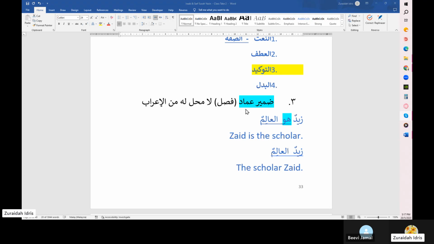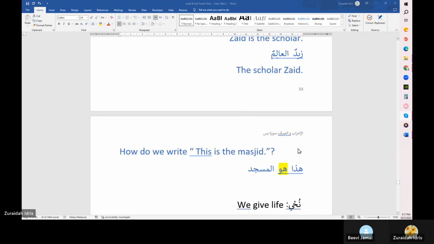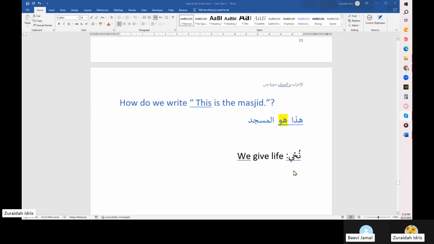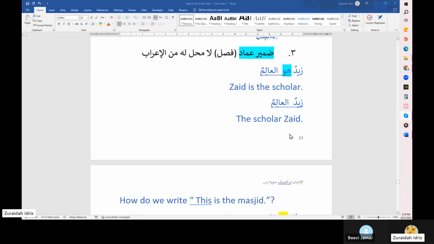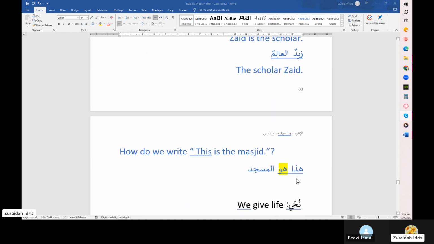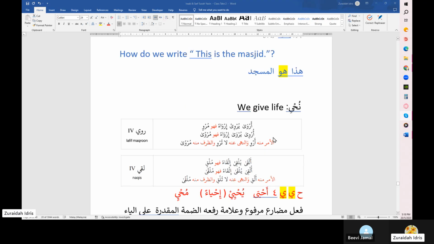Another case of fasl is with pointer words. Remember this. We learned that if you point at something that is ma'rifah, or proper, then this becomes a phrase, not a sentence. So if you want to say this is the masjid, we need to put something in between, without al. And this is when we use huwa, or a word that separates. So these are the cases that we saw last week.